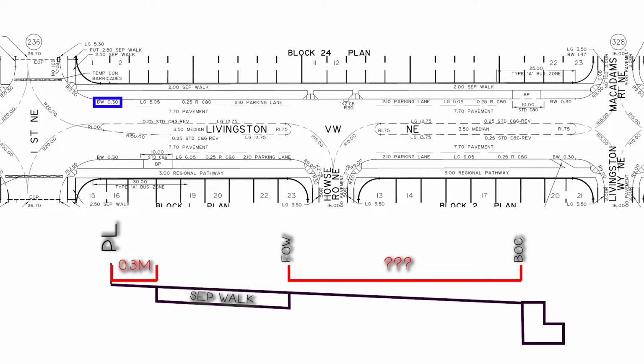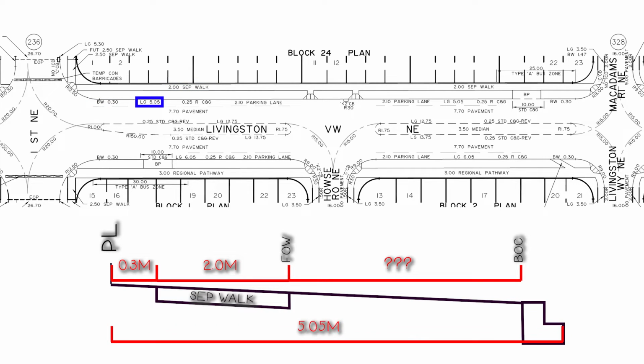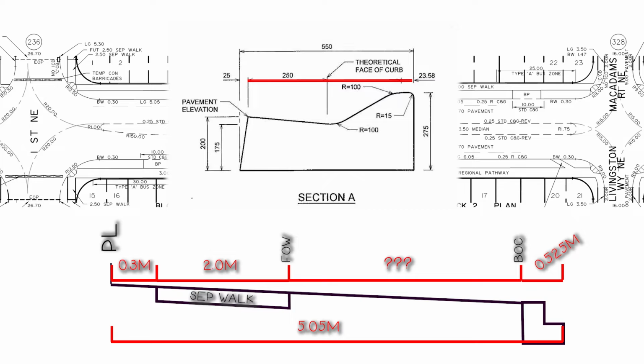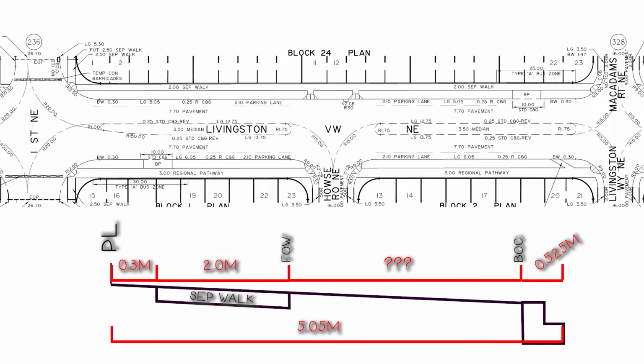The plans say that the back of walk is 0.3 meters from the property line. The separate walk is 2 meters wide, and the lip of gutter is 5.05 meters from property line. When we place those numbers on the diagram, we are almost finished. Remember, our goal is to be able to pull a tape measure from the back of curb to find the front of walk. The only measurement left to find is the width of the 0.25 rolled curb. For that, we need to look up the city spec. We see that the spec shows 525 millimeters or 0.525 of a meter.